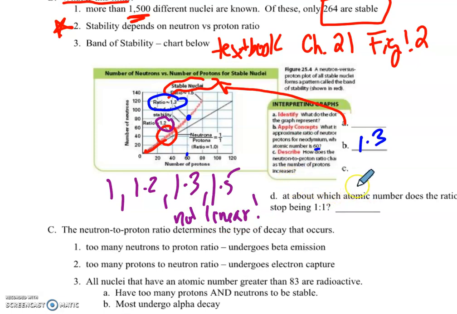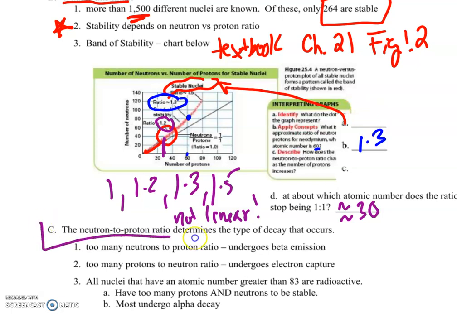And at what atomic number does the ratio stop being 1 to 1? So where do we get this point of inflection? It looks like it's starting somewhere around atomic number 30, but we'll have to look at the bigger graph in our textbook to see that for sure. Okay, so let's try and apply this. What does all this mean?